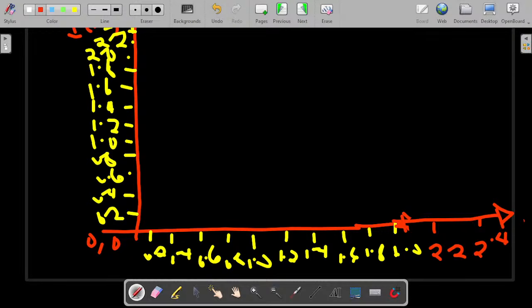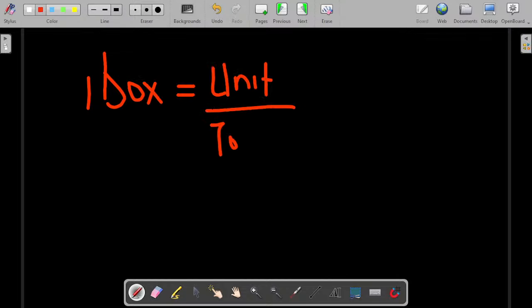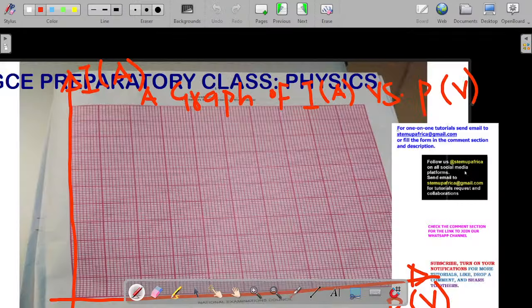Remember we said one box is the unit you are using over total boxes. So what is the unit we are using? We are using 0.2 over 10, which is 0.02. A box is 0.02 on both axes, since we are using the same thing on both axes. The box is now 0.02 on both axes. So you can start plotting now by coming back to our table.